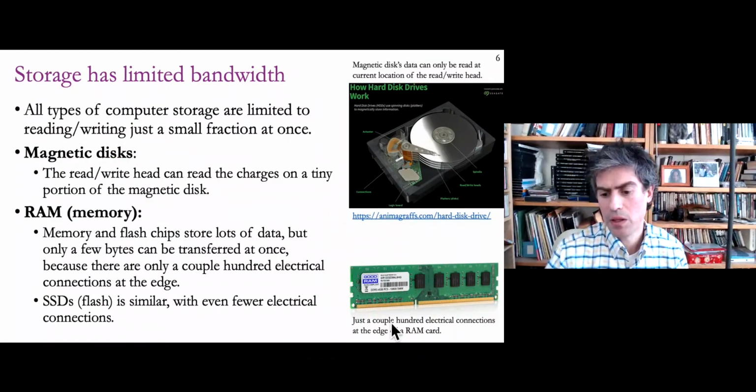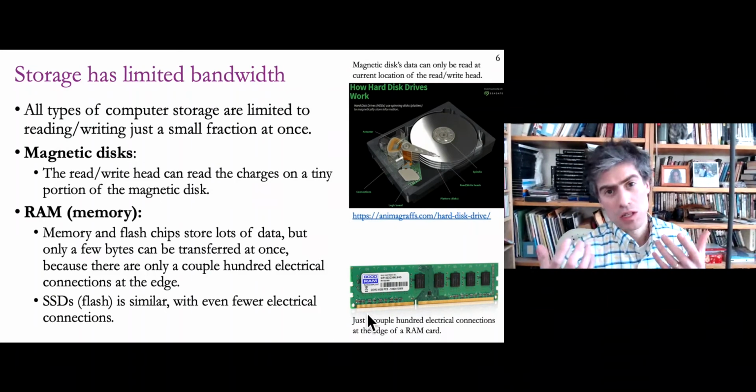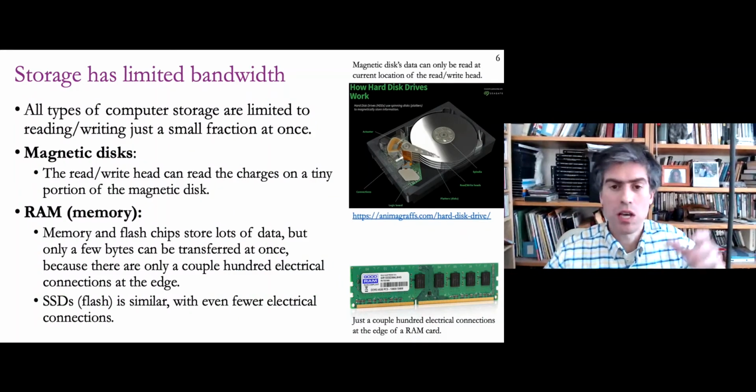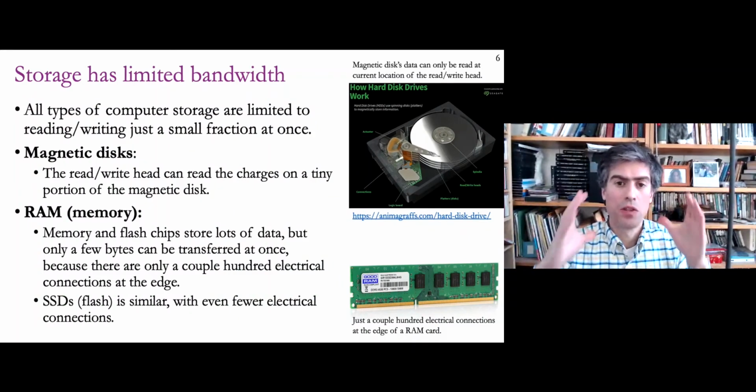So you have to cycle through them as quickly as possible. There's a limit to the speed you can do that. So there's a lot of data stored in both of these things, but the I/O is slow. The window you have into that data, the bottleneck through which that data flows, is relatively small. So it's kind of like a huge warehouse with a tiny door.